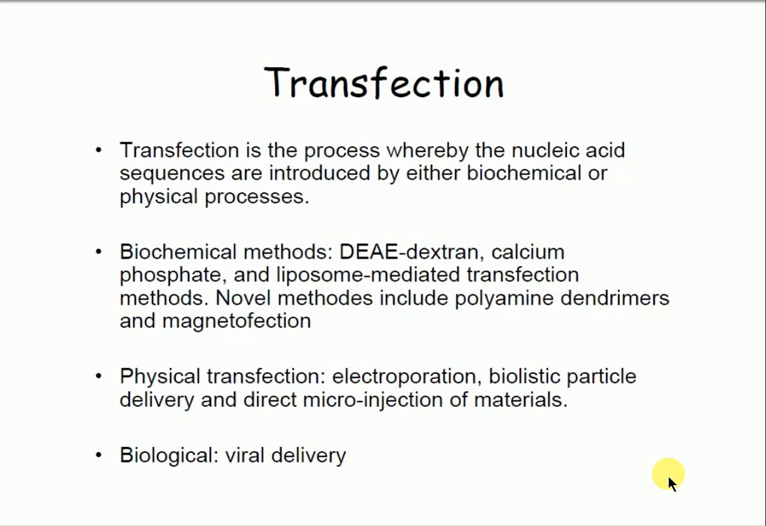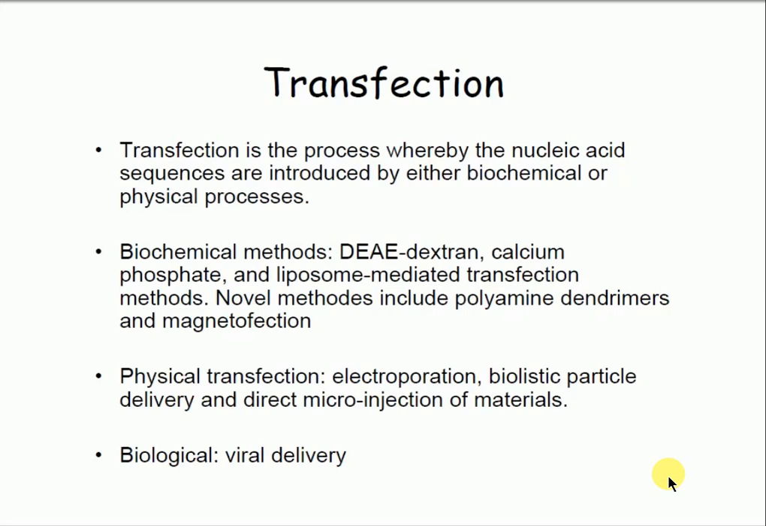And then there are physical transfection methods, which is electroporation, which I briefly touched on. We can shoot things into cells, using little particles, like a gun, like a gene gun. And also use microinjection to basically punch a hole in cells and put things in there. These are physical methods that we all use in the lab.